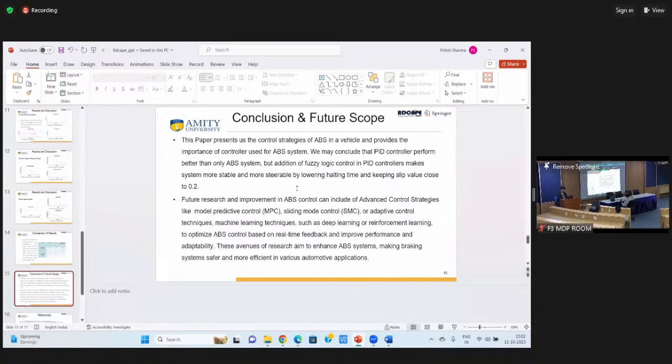My basic main aim was to keep the slip value at 0.2 and keep maintaining the stability of the vehicle. In the future, we can take an MPC based controller, SMC, and also an MFIS based controller, which we can also use in the PID control, on which I am also working now. And we can also make a hardware implementation of this; that will be our future scope.